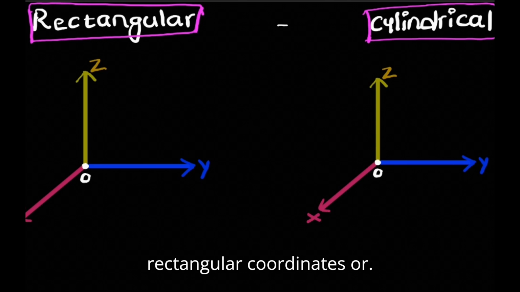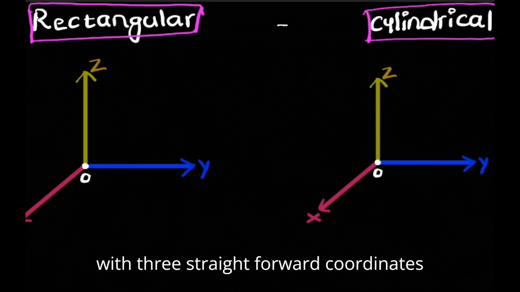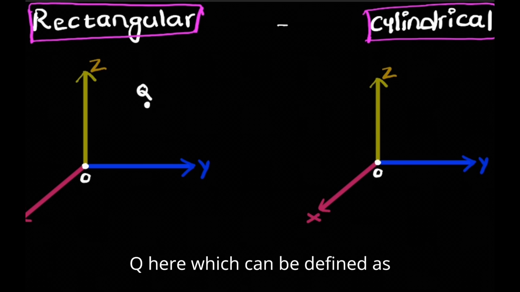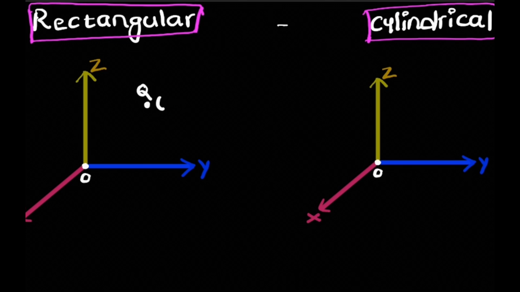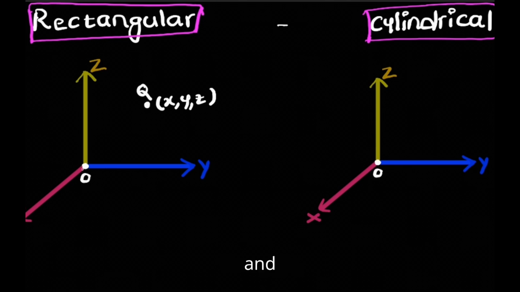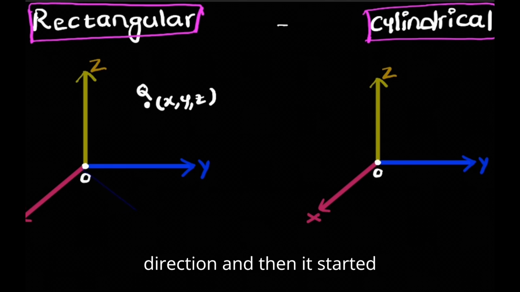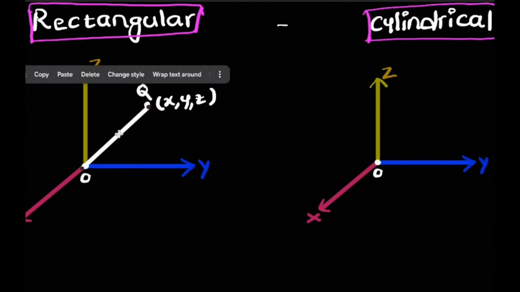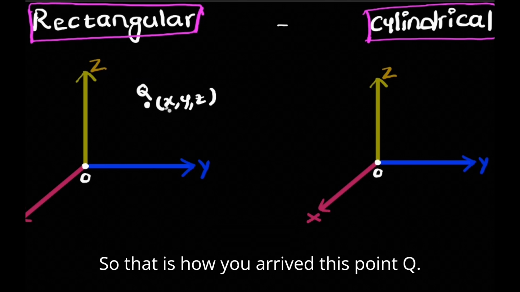Here, rectangular coordinates are x, y, and z directions. Any point that is defined in this three-dimensional space can be defined with three straightforward or linear coordinates. Say, for example, we have a point Q here, which can be defined with x, y, and z as its coordinates. That means the point has started its journey from the origin, traveled a distance x along the x direction, then along the y direction, and then along the z direction and landed over here. That is how you arrive at this point Q.